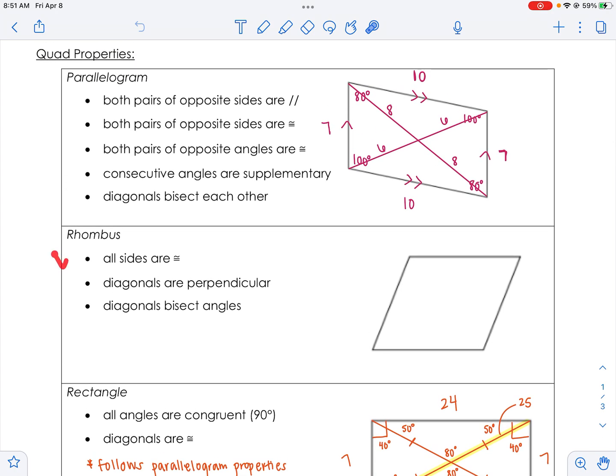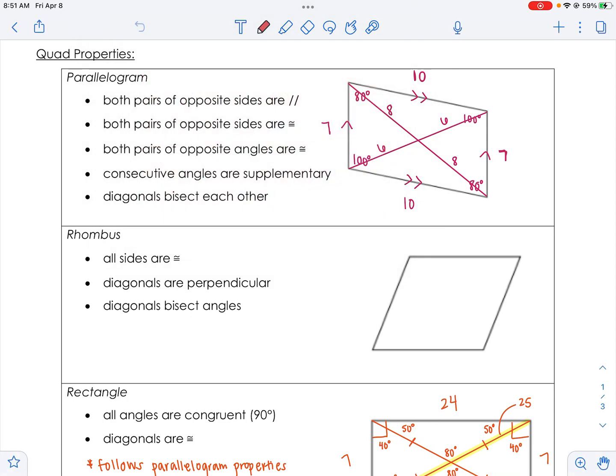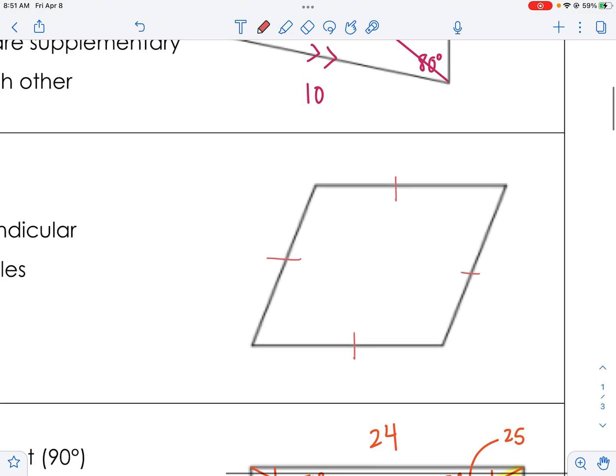Now, a rhombus is just a particular form of parallelogram because both pairs of opposite sides are parallel. But what's important to note about a rhombus is that all the sides are congruent. So people like to think of it like a slanted square because all of our sides are congruent. I'm just making up numbers here, but let's say that one side is 5. Well, then all of the sides would be 5. That's how a rhombus works.